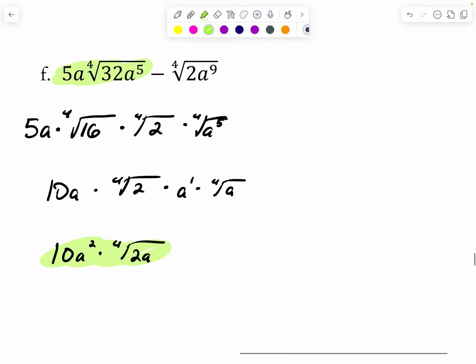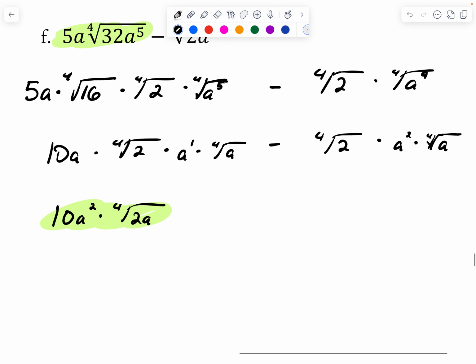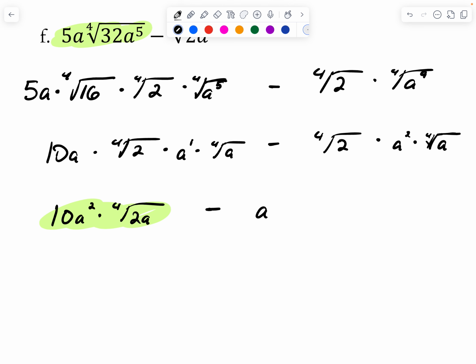Let's do the right side of this subtraction. All right, so the 4th root of 2, and then times the 4th root of a to the 9th power. Well, I can't do anything with the 4th root of 2, so I'll leave that. But 4 goes into 9 twice, so a squared. And there would be 1 left over. 4 times 2 is 8, so 1 left over. So putting this together, I get minus a squared times the 4th root of 2a.